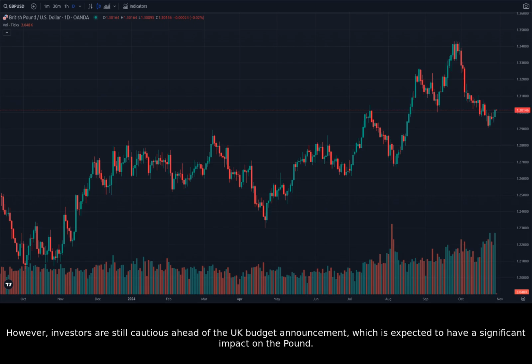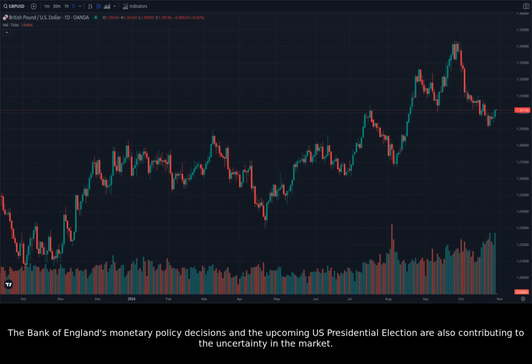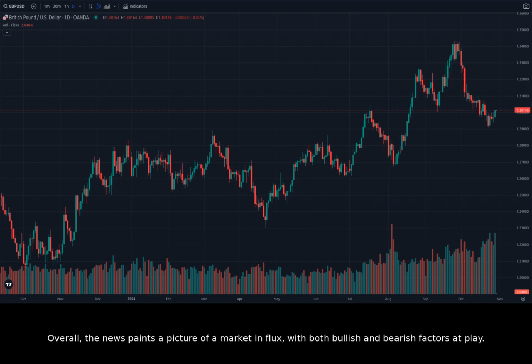However, investors are still cautious ahead of the U.K. budget announcement, which is expected to have a significant impact on the pound. The Bank of England's monetary policy decisions and the upcoming U.S. presidential election are also contributing to the uncertainty in the market. Overall, the news paints a picture of a market in flux, with both bullish and bearish factors at play.